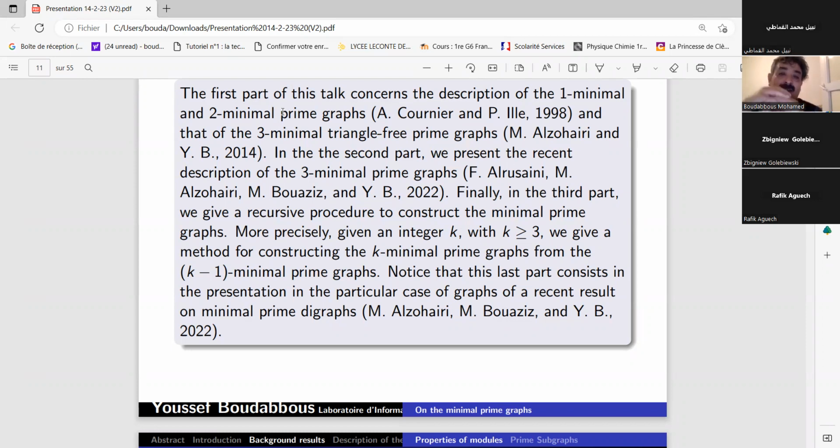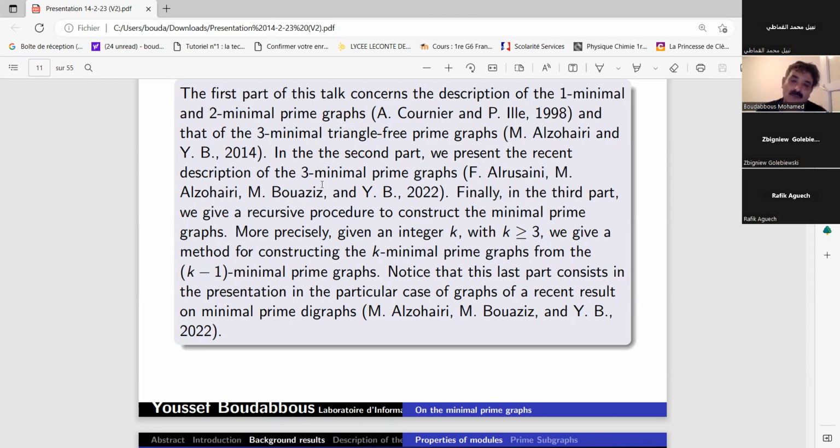And then for the paper with Fatma, Al-Zuhairi and Youssef, I cannot present the paper. It is very technical, very difficult, but I will present only the major tools to see the evolution of tools. And I invite the organizer of this webinar to invite Dr. Fatma to present this paper. Okay.